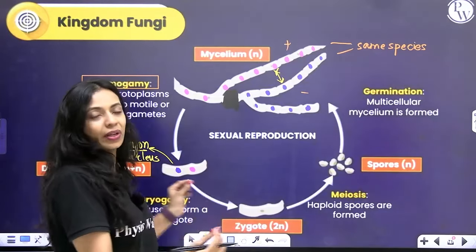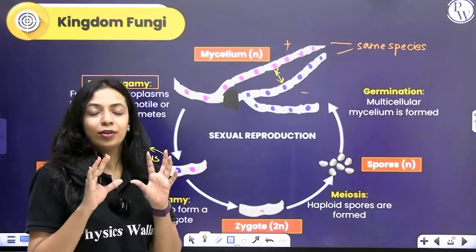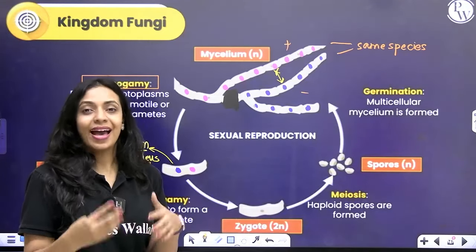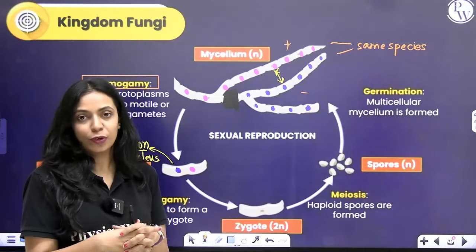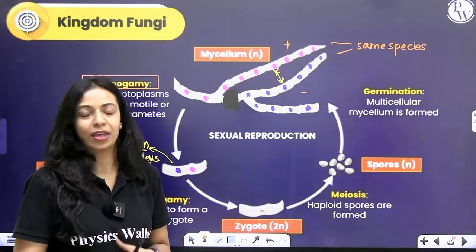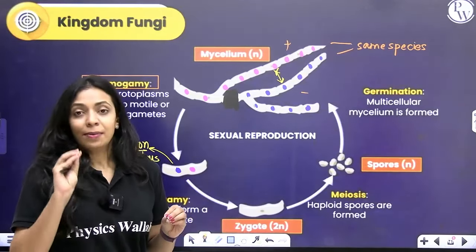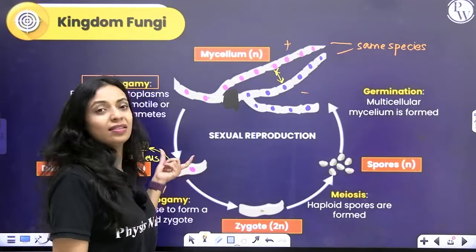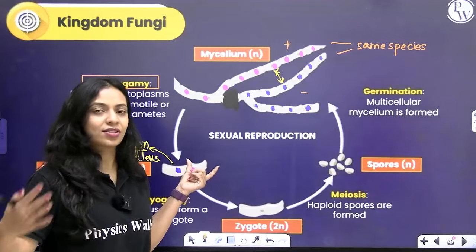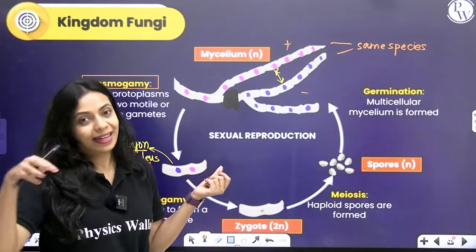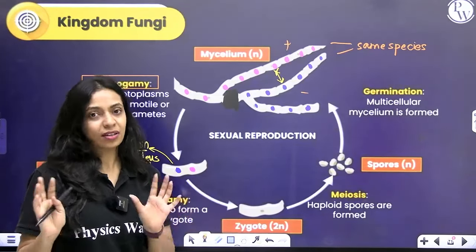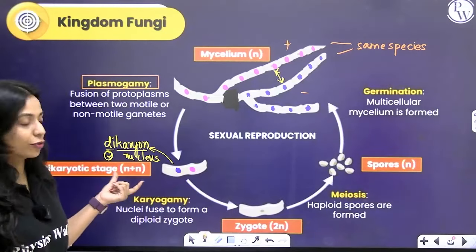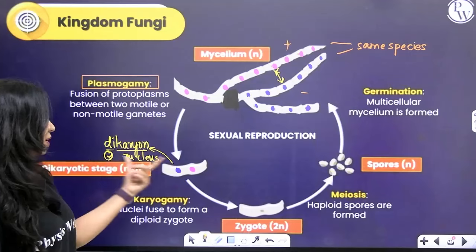Eventually, these 2 nuclei will also fuse to form the zygote. Okay, so the fusion of nuclei is called karyogamy. Gamy means coming together or fusion. Karyon fusing is karyogamy. But in many advanced groups of fungi, it will remain in the dikaryotic stage for a considerably long period of time, and only later will it form the zygote. It can remain in this phase for a long period of time. Okay, so this is called the dikaryotic stage or dikaryophase.